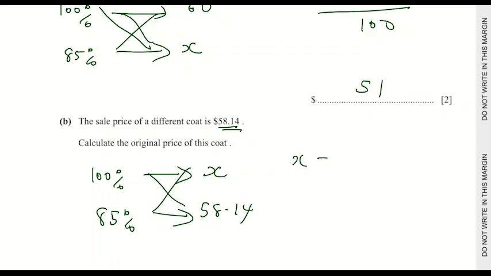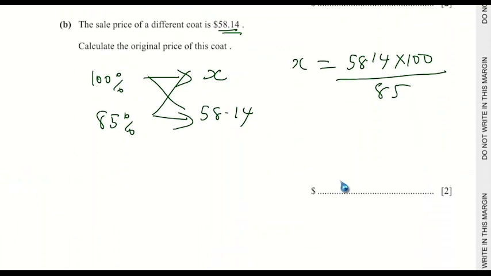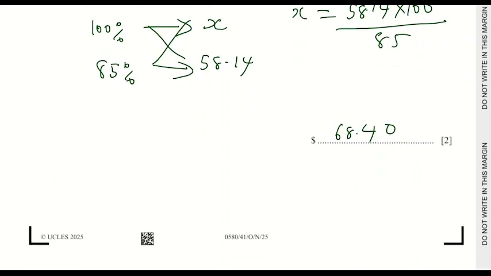So we have x equal to 58.14 multiplied by 100, then divided by 85. If you input this into your calculator, you should get $68.40. So let's go to the next question.